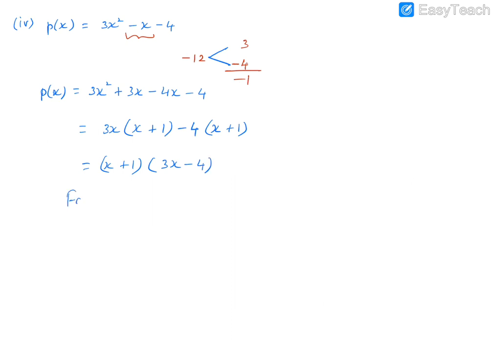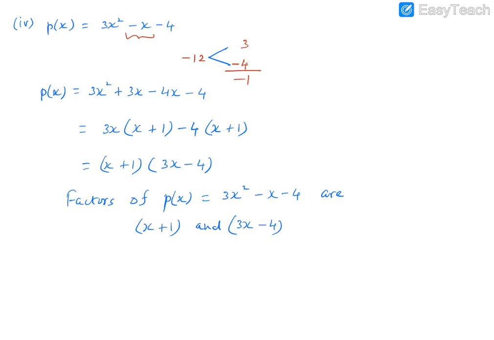So clearly our factors of p of x equals 3x² - x - 4 are (x + 1) and (3x - 4). We have done the factorization now, and the factors of this quadratic polynomial are x + 1 and 3x - 4.